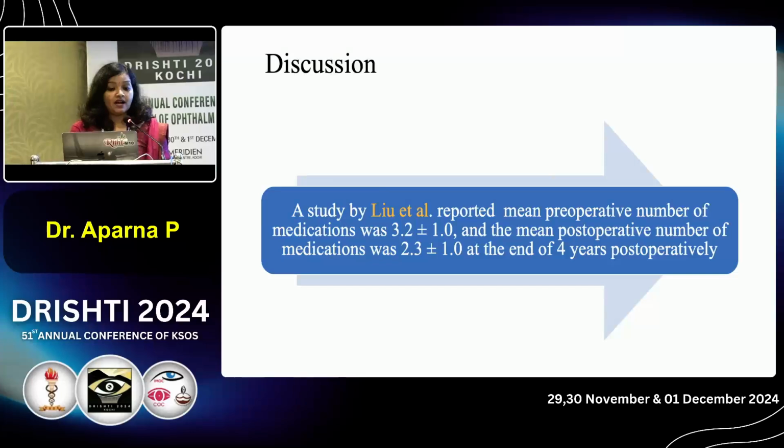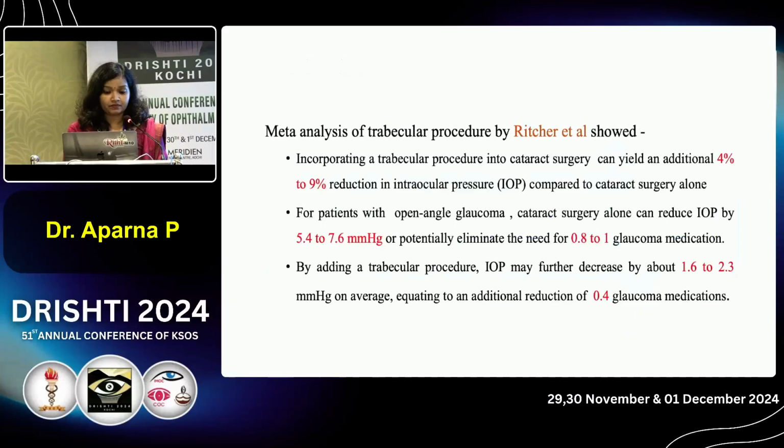Coming to the discussion, a study by Liu et al. reported a mean preoperative number of medications of 3.2 plus or minus 1 and a mean postoperative number of medications of 2.3 plus or minus 1 at the end of 4 years postoperatively. Similarly, a meta-analysis of trabecular procedures by Richer et al. agrees with our result, showing that incorporating a trabecular procedure into cataract surgery can yield an additional 4 to 9% reduction of intraocular pressure when compared to cataract surgery alone. For patients with open-angle glaucoma, cataract surgery alone can reduce IOP by 5.4 to 7.6 millimeter of mercury.